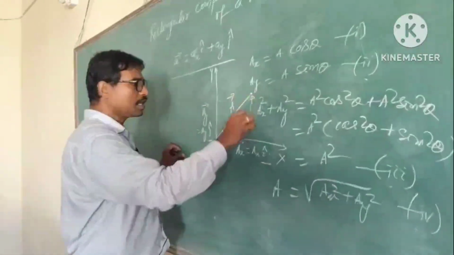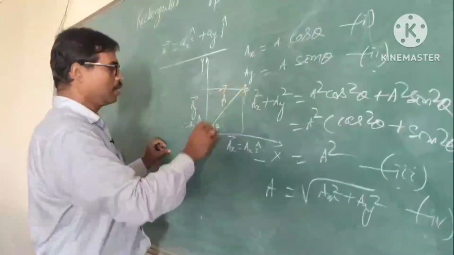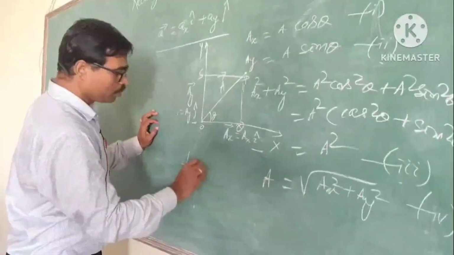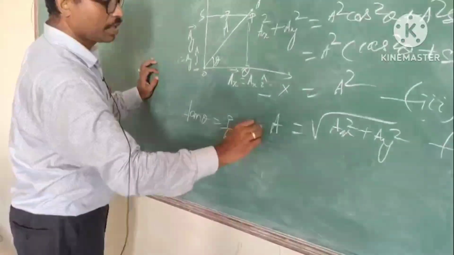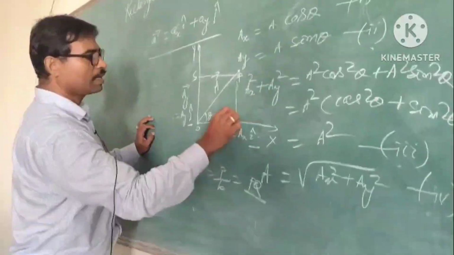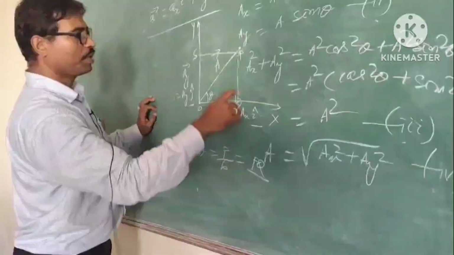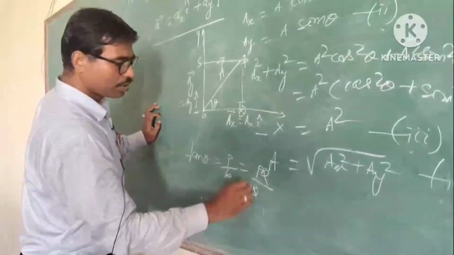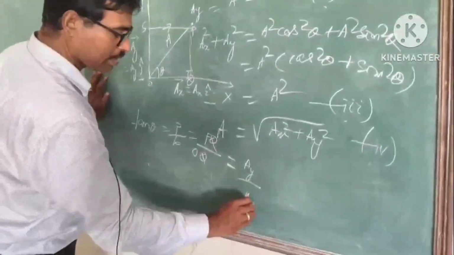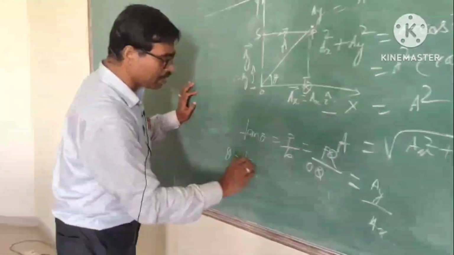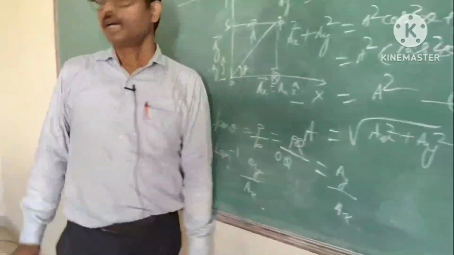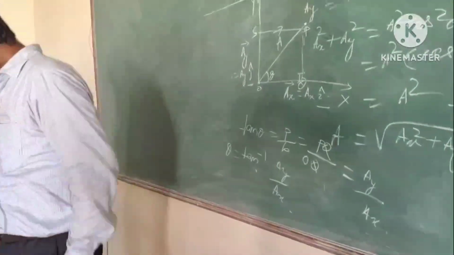If we draw a line perpendicular to this one and join it, suppose OP, this is Q. So tan theta is equal to P by B, that means PQ by OQ in this right angled triangle OPQ, which is 90 degree. The PQ is equal to AY, so ay by ax. So theta is equal to tan inverse ay by ax. This is the rectangular components of a vector.